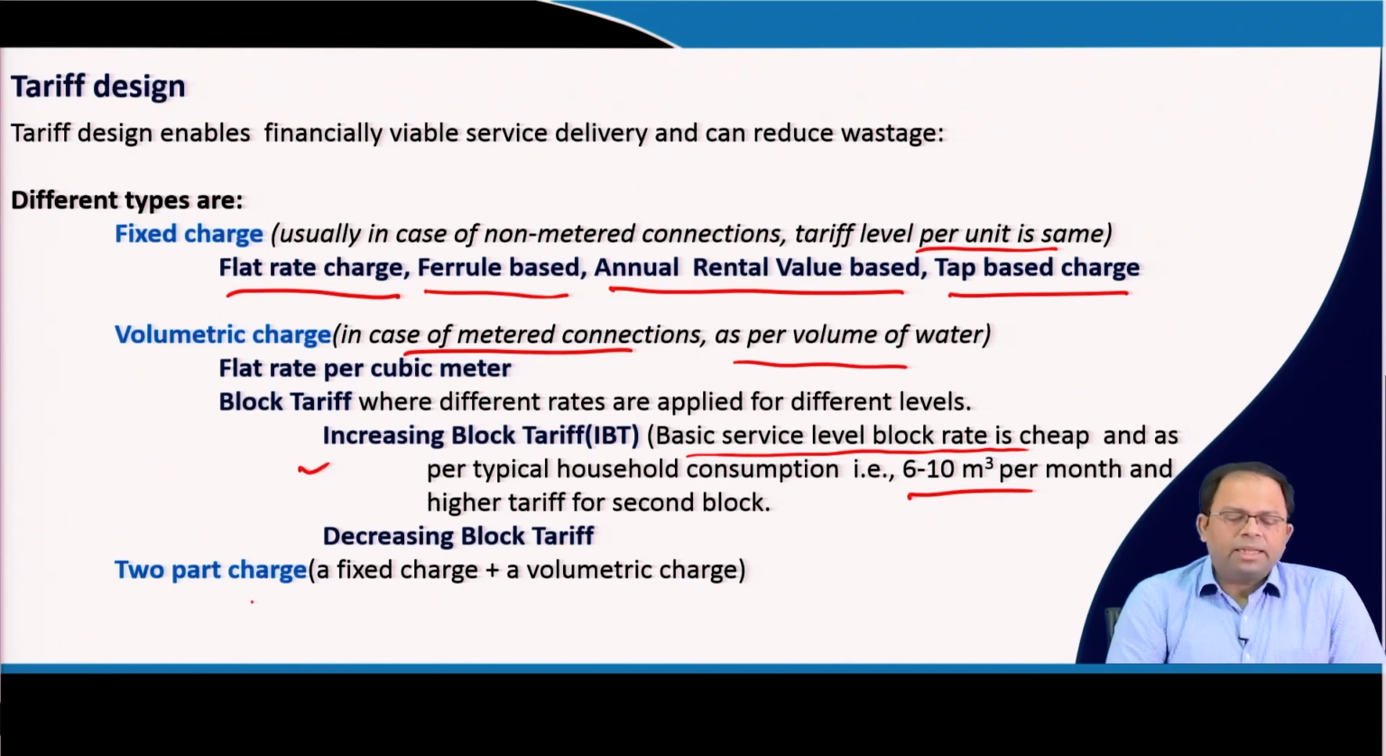Both of these, the volumetric charge and fixed charge that we are discussing, are single part charges. Similarly, there could be a two-part charge, where there is a portion which is fixed. That means you have to pay a certain amount of money, which is the minimum amount, plus a part which is a volumetric charge, based on the volume of water you use. So broadly these are the three ways in which tariff is designed, although volumetric charge could again be of different types.